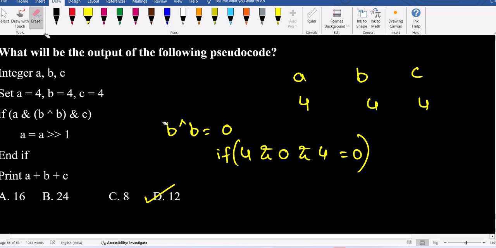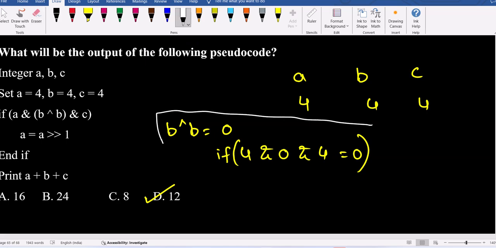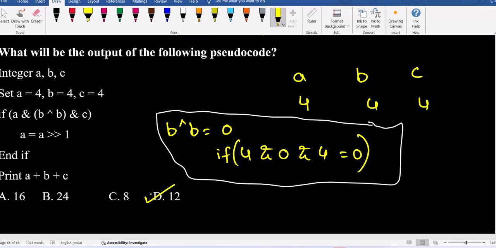In this question, initially a value 4, b value 4, c value 4. We need to perform b XOR b. Whatever the b value might be, XOR of the same value will give 0. And an AND operation of 0 with any other variable will give 0. If of 1 means we can enter the loop. If this is 0, it's false, we cannot enter the loop. So a will not be disturbed. So we have a plus b plus c, which is equal to 12.